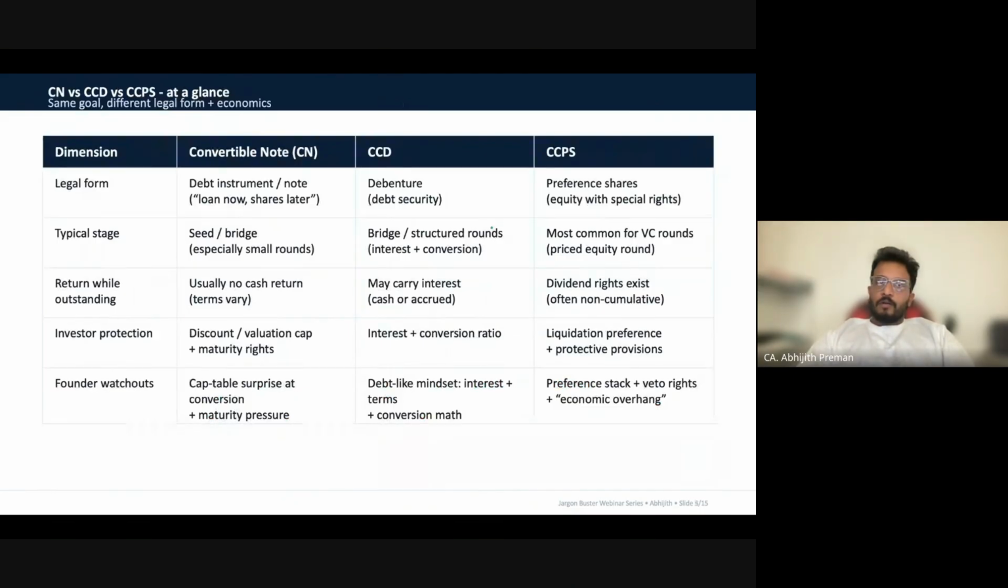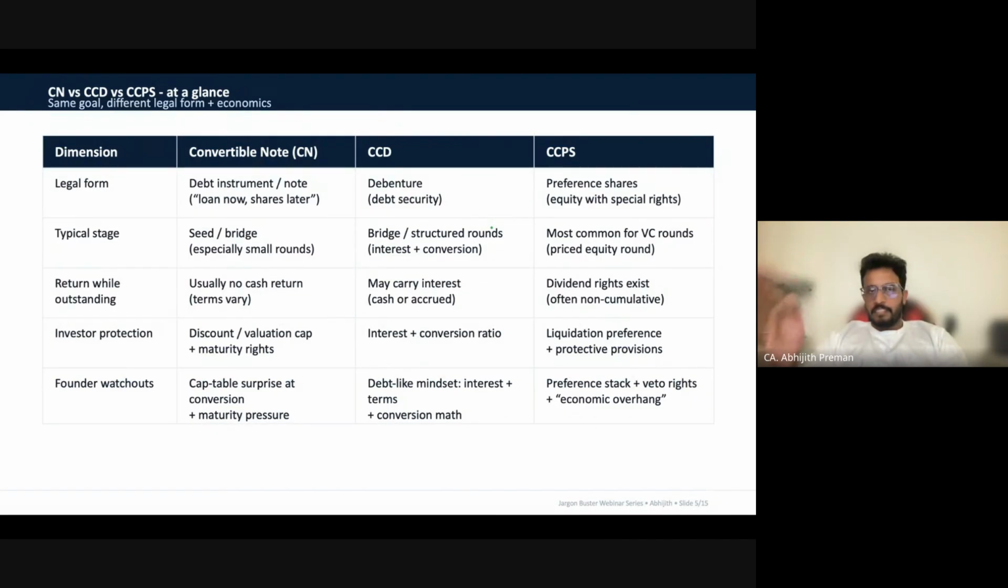Okay, now convertible note, convertible debenture, convertible preference share. So we'll actually look at the difference between these. So same goal, different legal form plus economics. So firstly, legal form. In convertible note, actually there is no instrument per se. So it's just a debt instrument. I cannot say an instrument, it's just a note. It's an agreement between the investor and the shareholder that they are giving X amount of money, whatever terms they have agreed. So that is more like loan now, shares later.